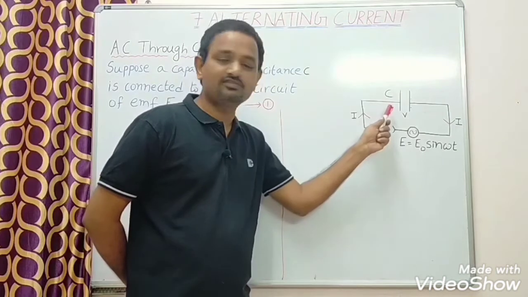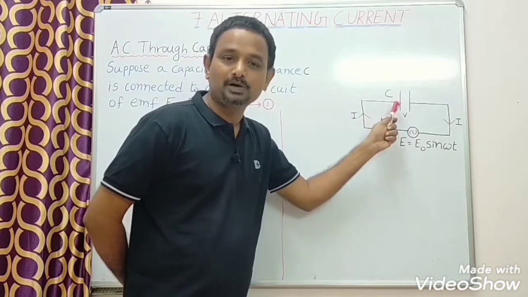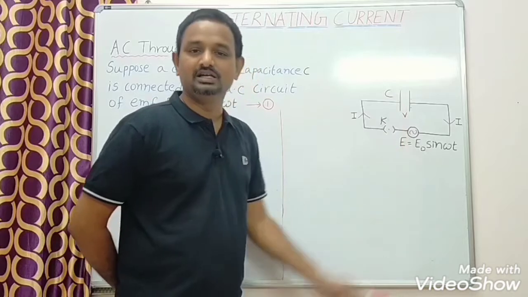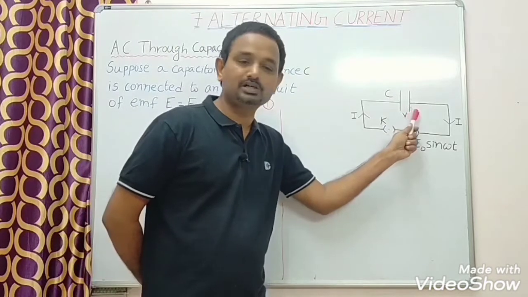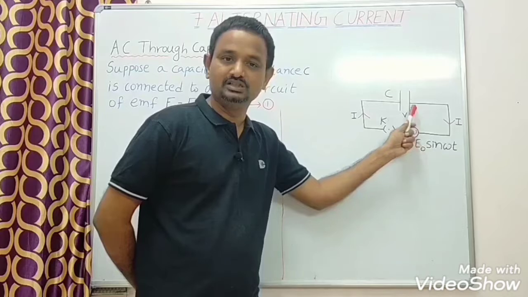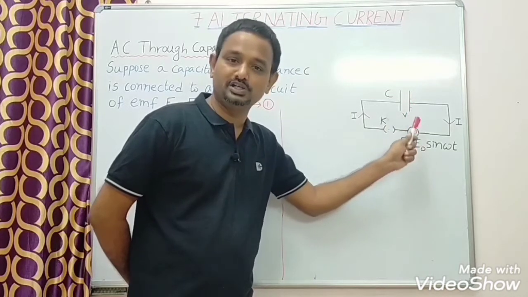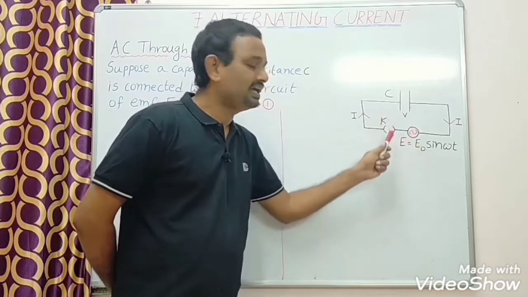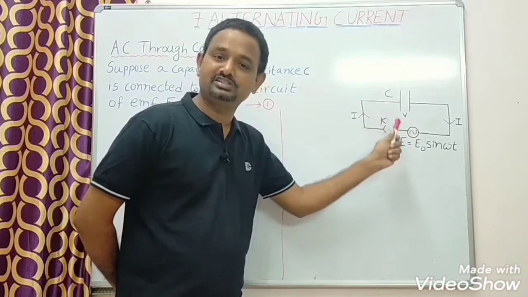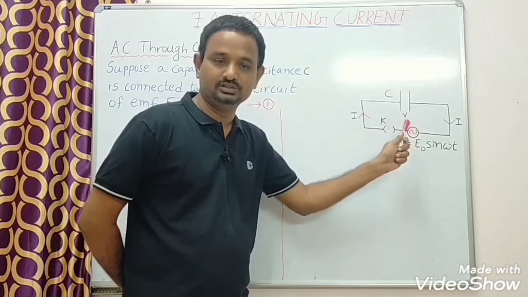Here, in the first half cycle, the capacitor will charge in one direction and then discharge. In the next half cycle, the capacitor will charge in the other direction, then discharge. So this process will continue. But alternating current exists in the circuit.